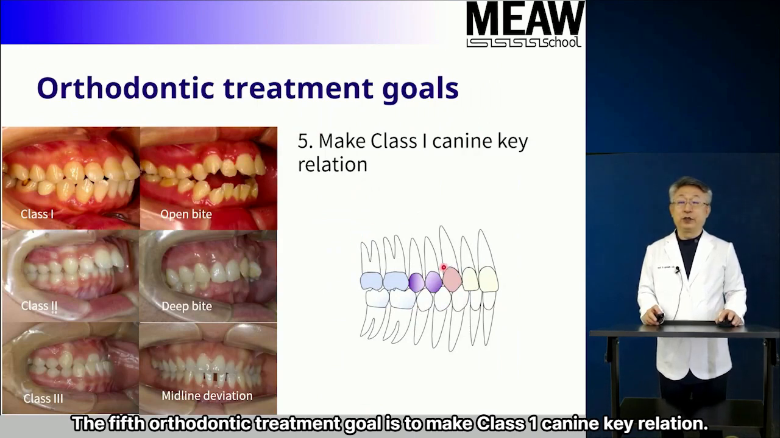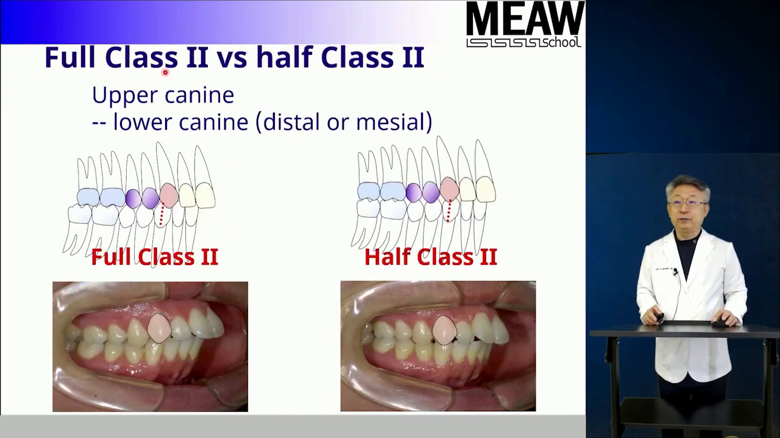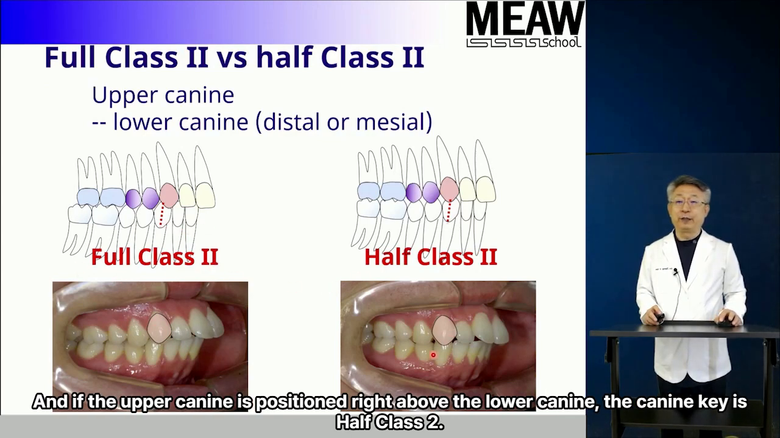The fifth orthodontic treatment goal is to make class 1 canine-key relation. After achieving the upper canine symmetry, the lower canines are positioned in front of the upper incisors to make class 1 canine-key. If the upper canine is positioned mesial to the lower canine, the canine key is full class 2. And if the upper canine is positioned right above the lower canine, the canine key is half class 2.